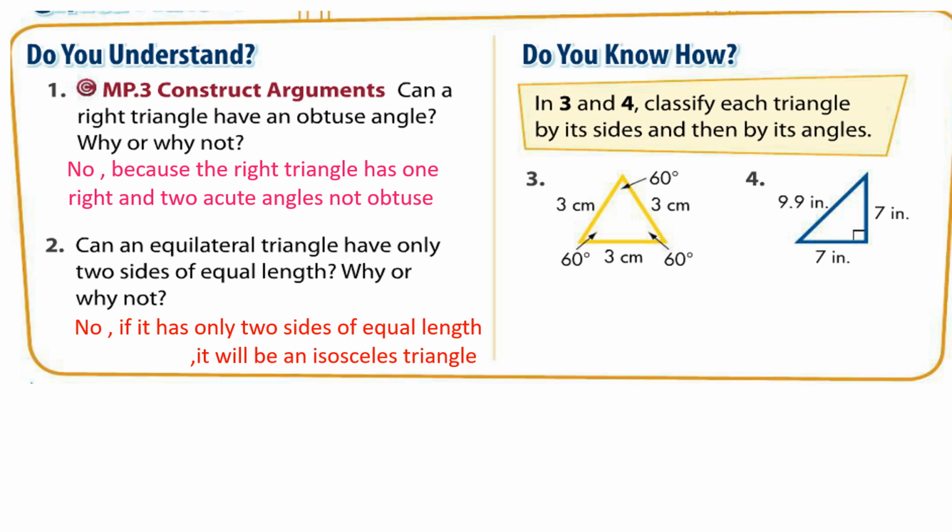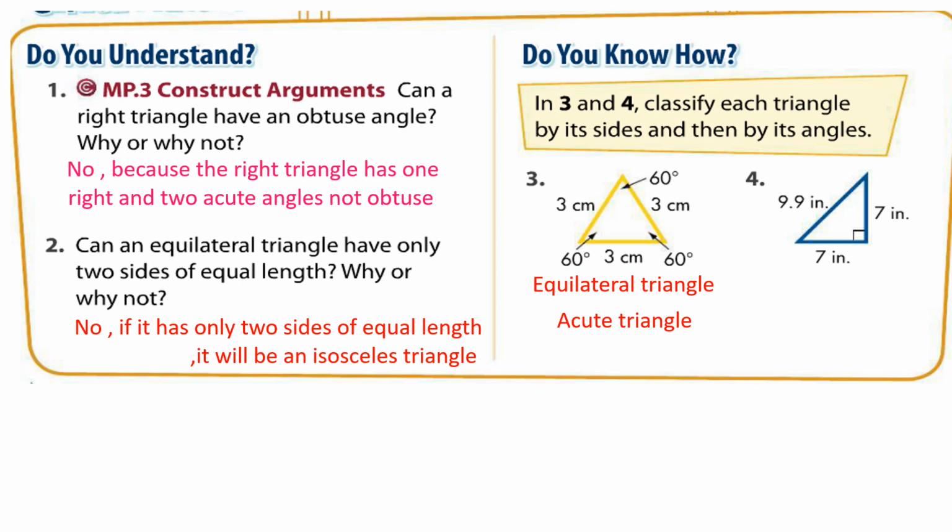Questions 3 and 4: classify each triangle by its sides and its angles. In question number 3, all of the sides are 3 centimeters. So all of the sides are the same, and this triangle is named an equilateral triangle. Look at the angles now: all of the angles are 60, 60, 60, less than 90 degrees. As I said before, if the angle measures less than 90 degrees, it is an acute angle. Because there are three acute angles here, this triangle is named an acute triangle.